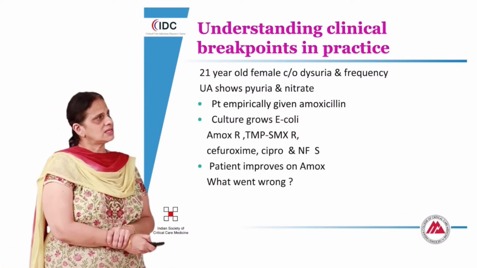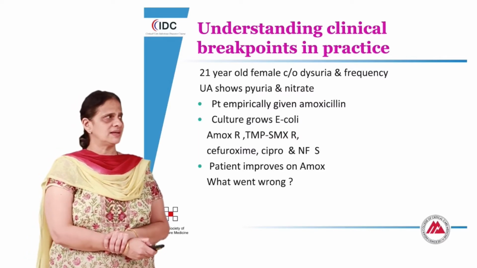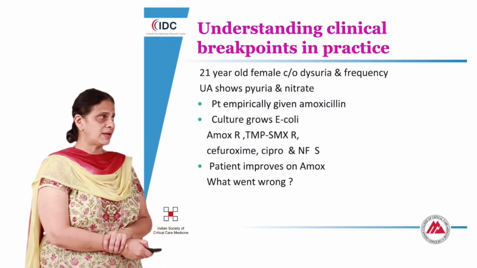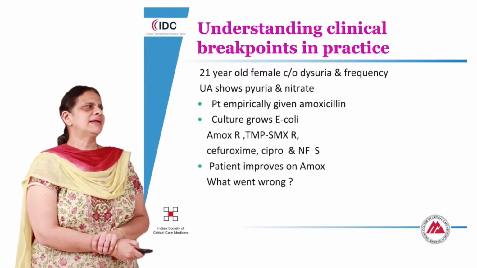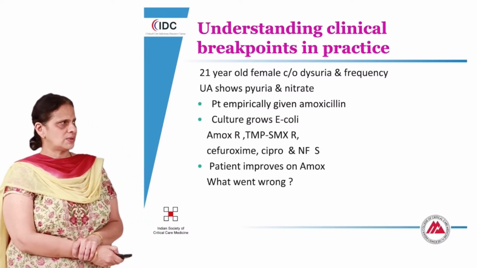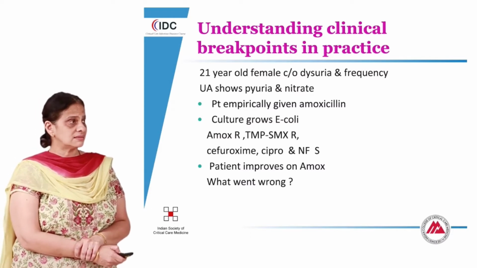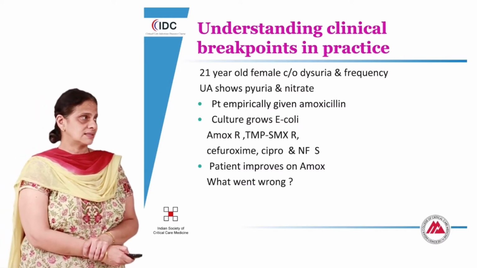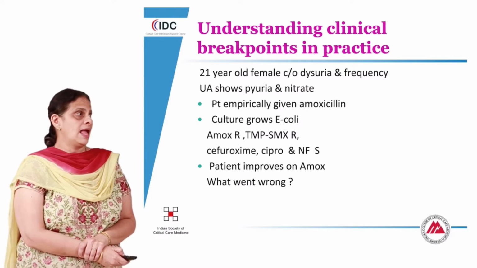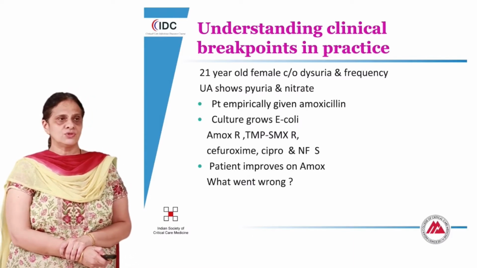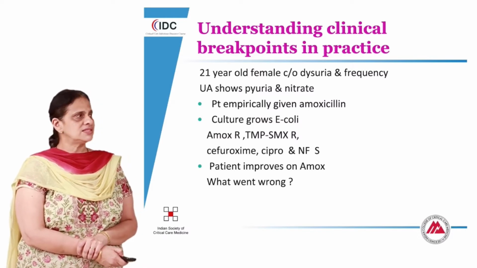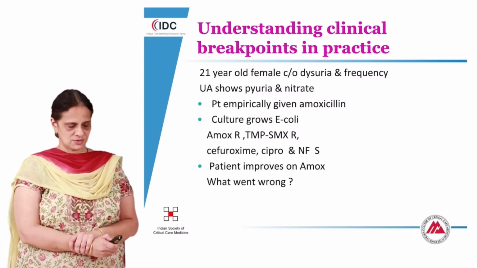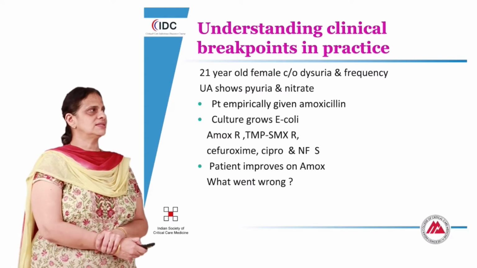Now let's understand it a little more in practice. I have this 21-year-old female who complains of dysuria and frequency. The urine analysis shows pyuria and nitrite positive. She is empirically given amoxicillin and the culture grows out E. coli. Amoxicillin 2 days later comes out as resistant, and the patient meanwhile comes to you with a report and says, doctor, I'm absolutely fine. The first thing to do is say, oh, the lab is wrong. So what went wrong in this situation?